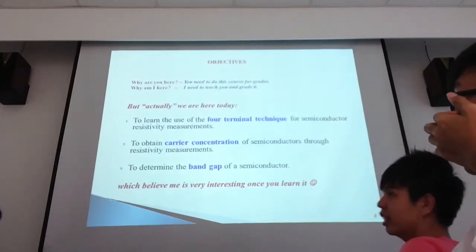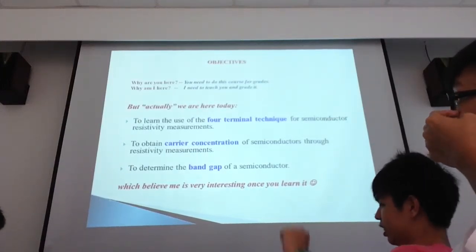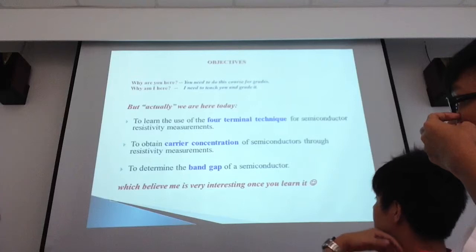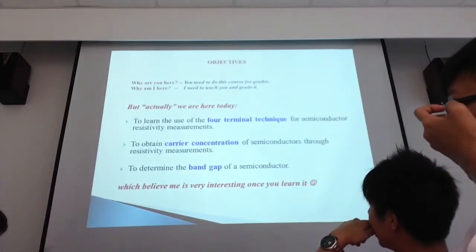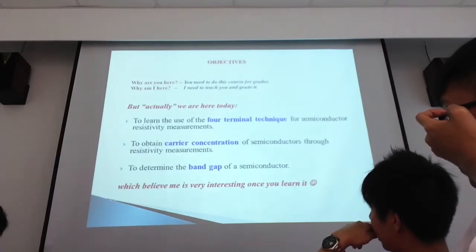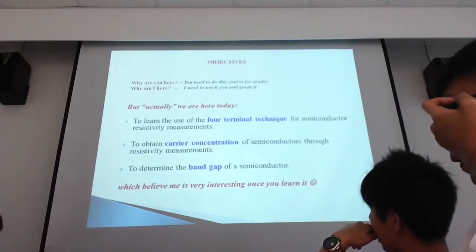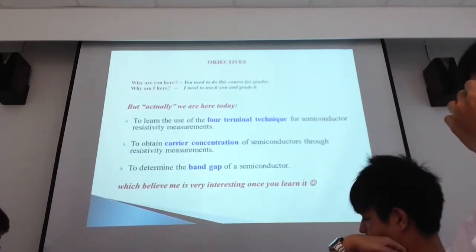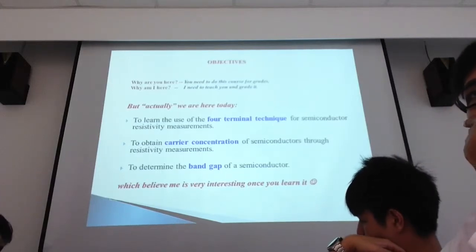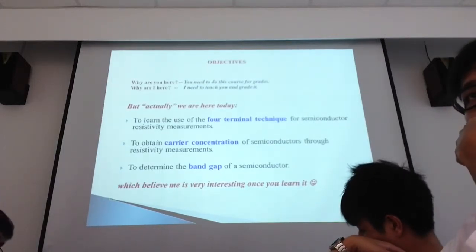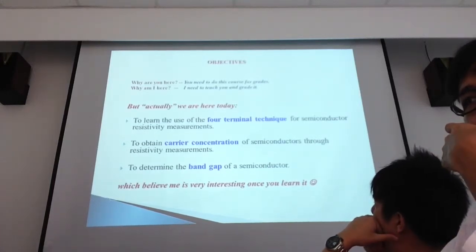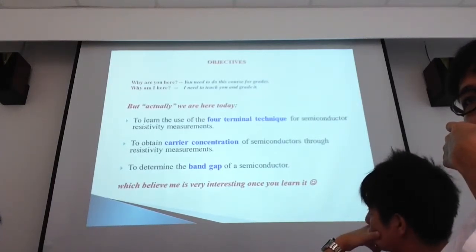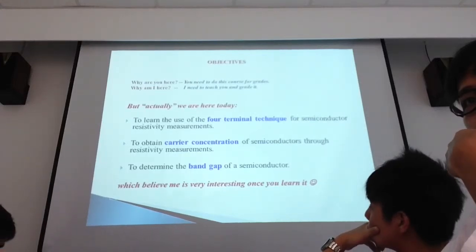Okay. So another thing we can do is learn together a very interesting part: the 4-terminal technique, carrier concentration and band gap. These are very interesting properties of semiconductors. The 4-terminal technique lets you know about the conductivity of a semiconductor, right? That's what we are going to find out today. So it is written semiconductor resistivity measurement. It's basically that resistivity is inversely proportional to conductivity, right? Higher the conductivity, lower the resistivity.